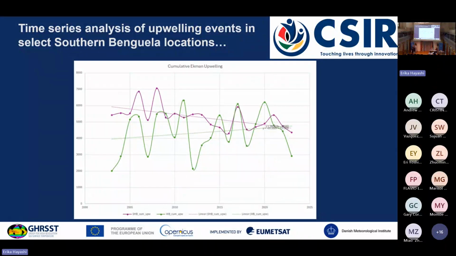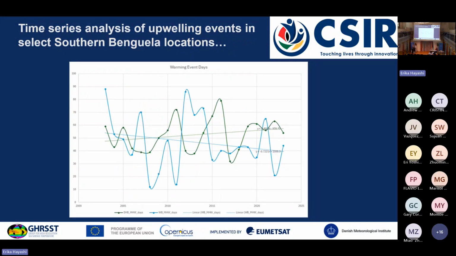But then looking at the cumulative upwelling within St. Helena Bay, this has decreased over the last 2 decades, whereas within Walker Bay, there's been an increase of the upwelling, and this seems to be going with what's happening also with the increased phytoplankton blooms. Then looking at the warming event days, it is actually just having the opposite slope to what's happening with the cumulative upwelling.